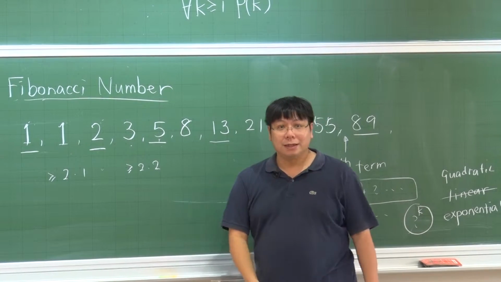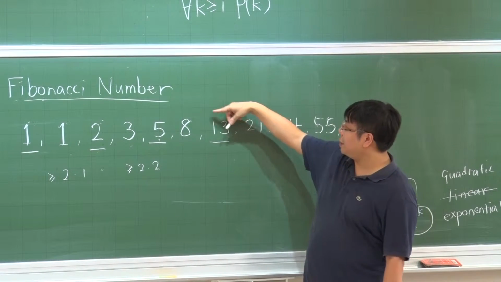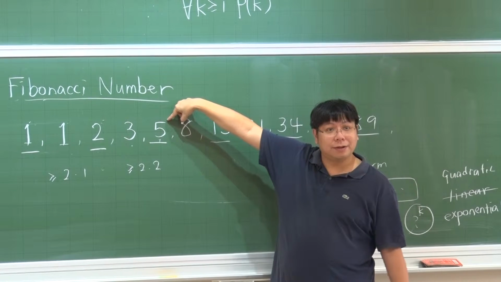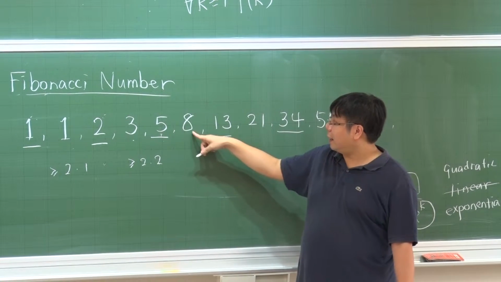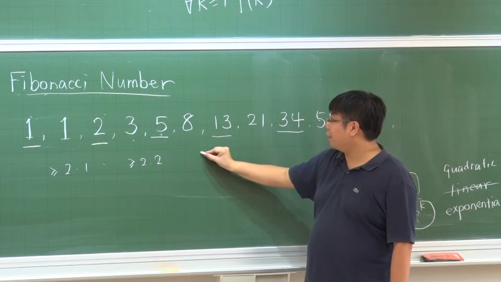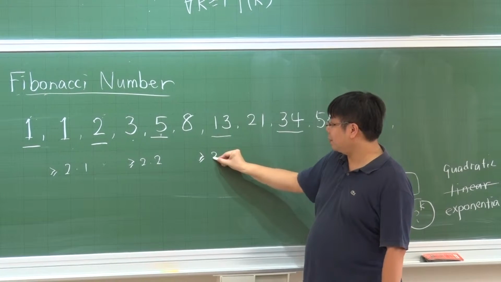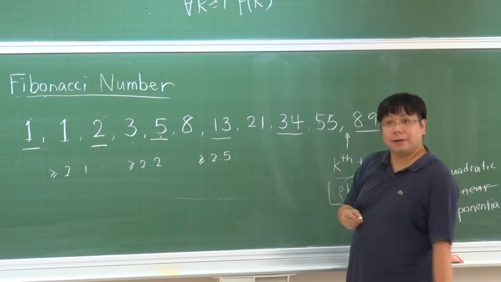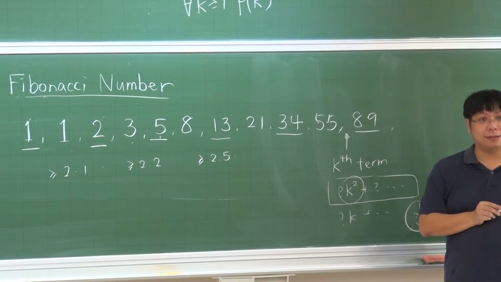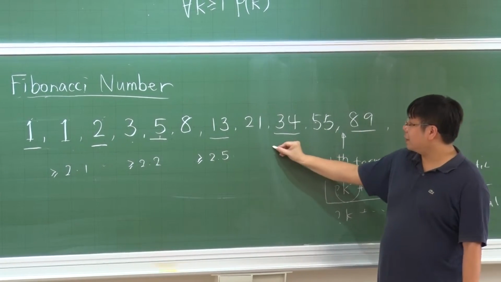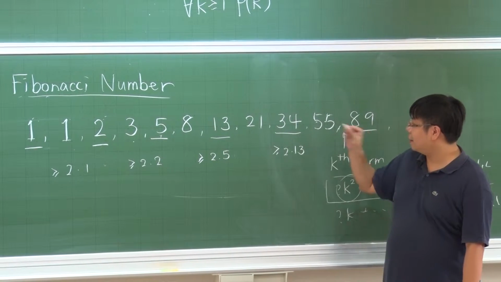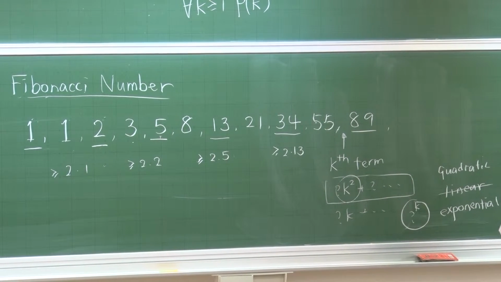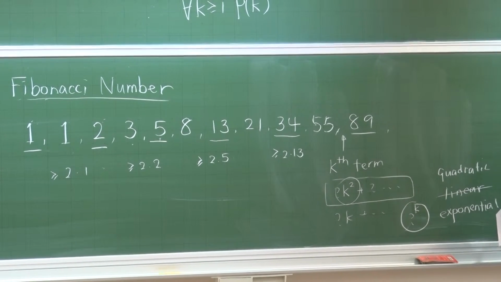Is that okay? Similarly, this 13 is equal to 8 plus 5, and 8 is greater than or equal to 5. So 13 is greater than or equal to 2 times 5. Does that make sense? So this 34 is greater than or equal to 2 times 13. So what do you think? Here we see that if we skip a term, it gets doubled.